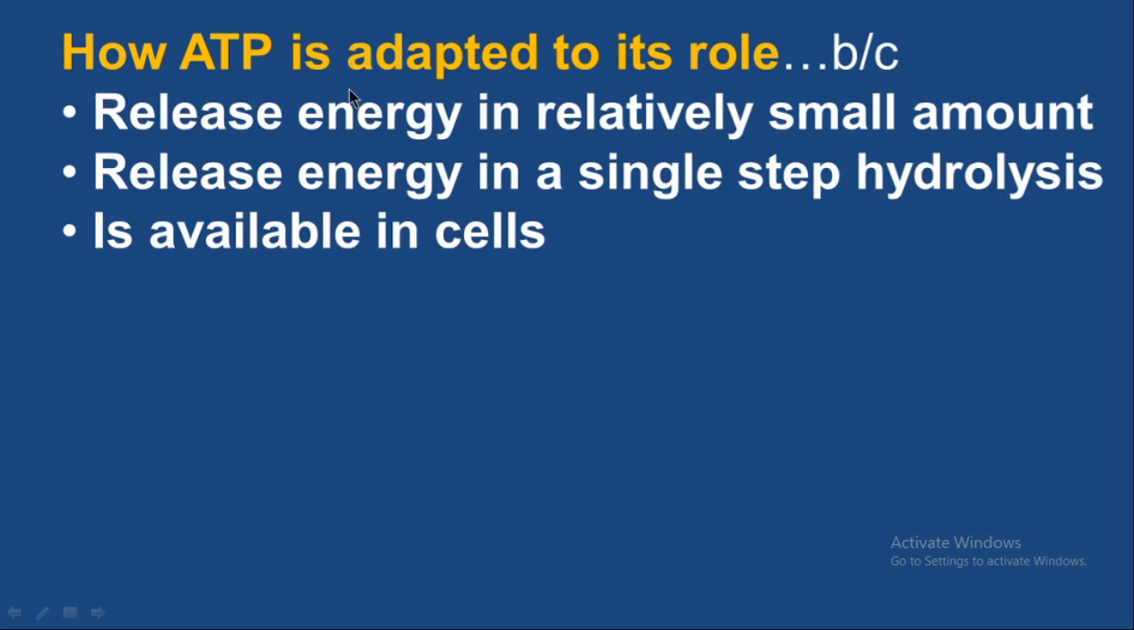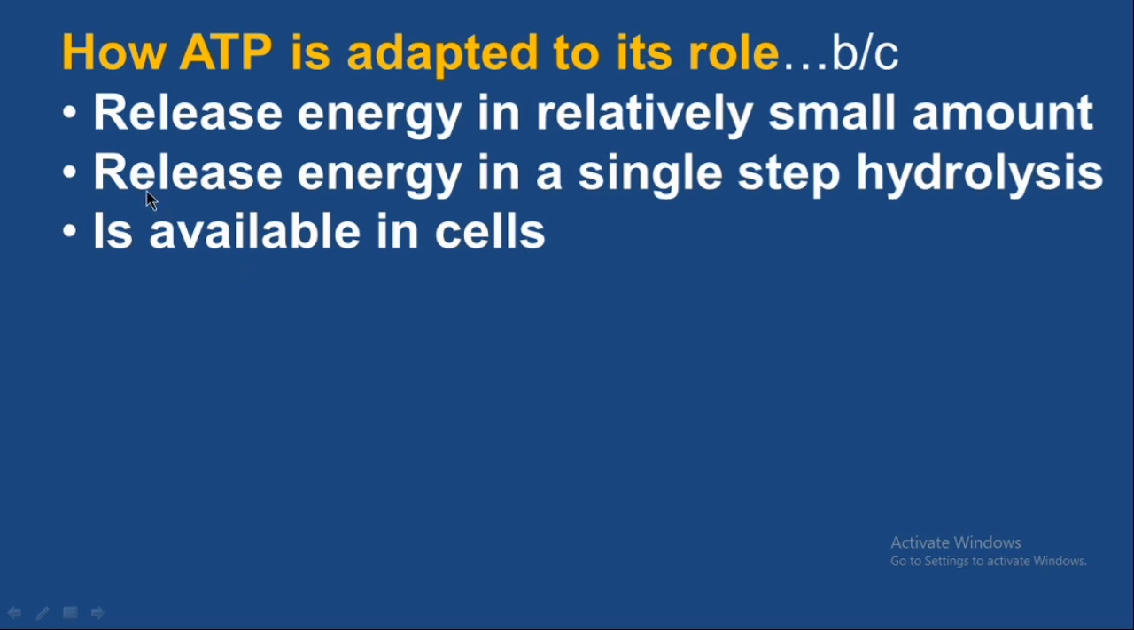How is ATP adapted to this role? Why is ATP preferable from all kinds of sources of energy? Because it releases energy in a relatively small amount, which is required by our cells. ATP can release a small amount of energy which can be required by our cell. So that is one reason why ATP is preferred over all types of sources of energy.